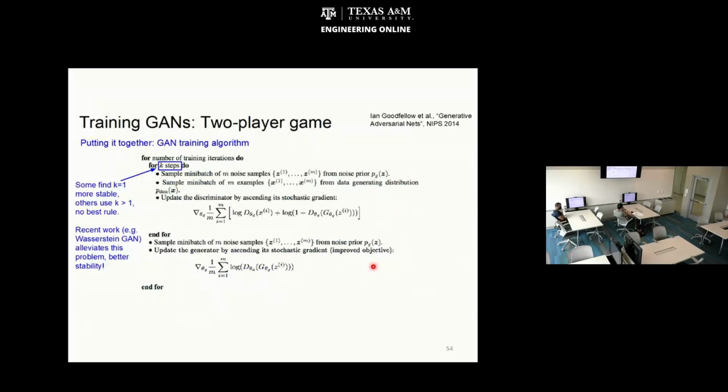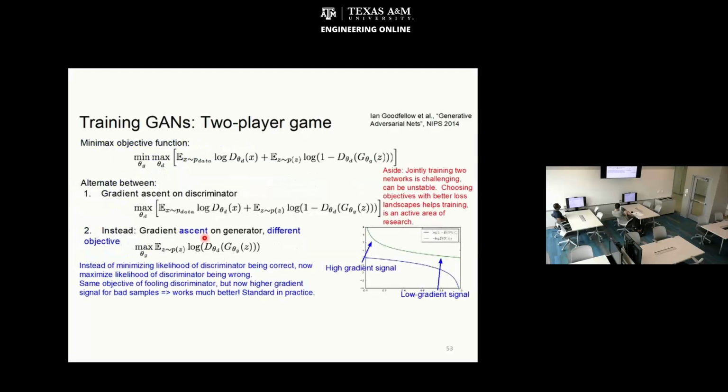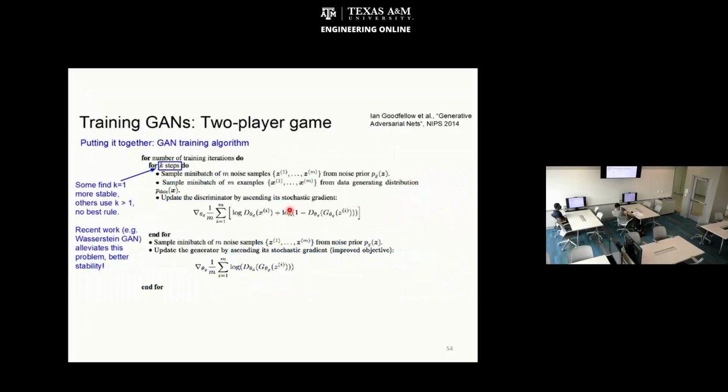Okay, so now let's see the pseudo code. For a number of training iterations, for k steps, we sample the mini batch from the noise, which is z. This is a prior, which could be a standard Gaussian. And then you also sample the same amount of true data x. And then you try to maximize what is written here first by adjusting the discriminator's parameters, okay?